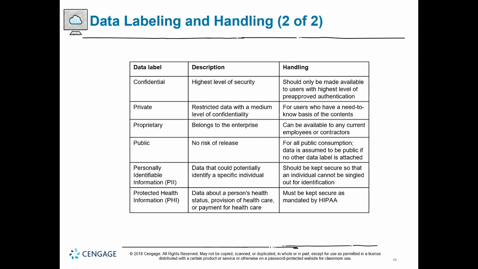Confidential is the highest level of security. Private is restricted with medium level. Proprietary belongs to the enterprise. Public, no risk. PII is sensitive information based on the user, and PHI is health status, anything health related about a person.